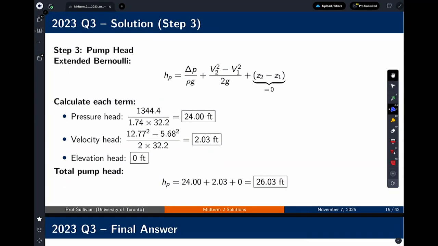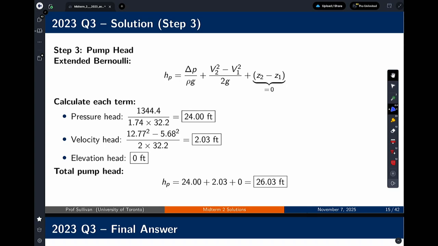Continuing. Since you're dealing with a pump in the system, it's adding head. You're given the pressure head and the velocity head difference, and you can calculate the total pump head.